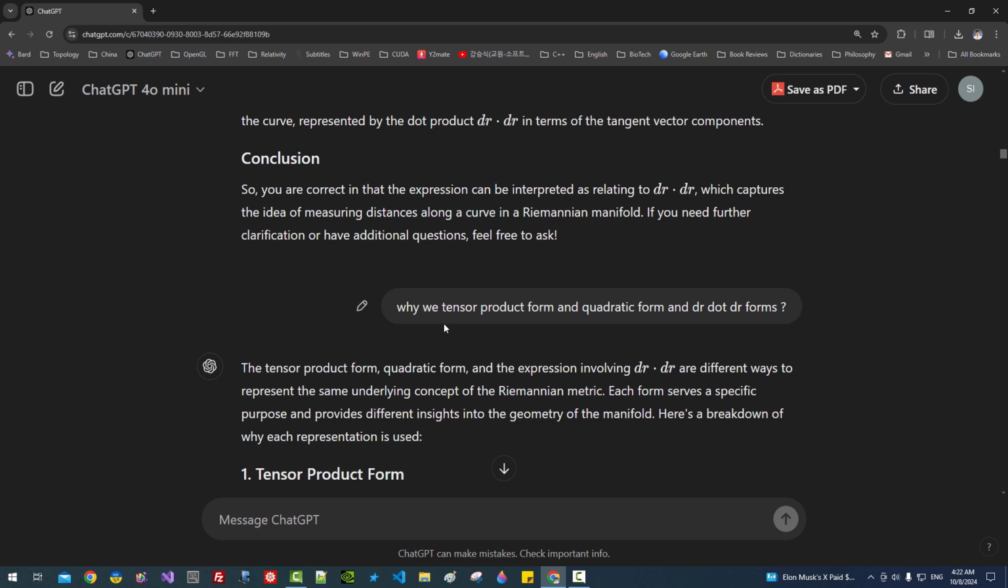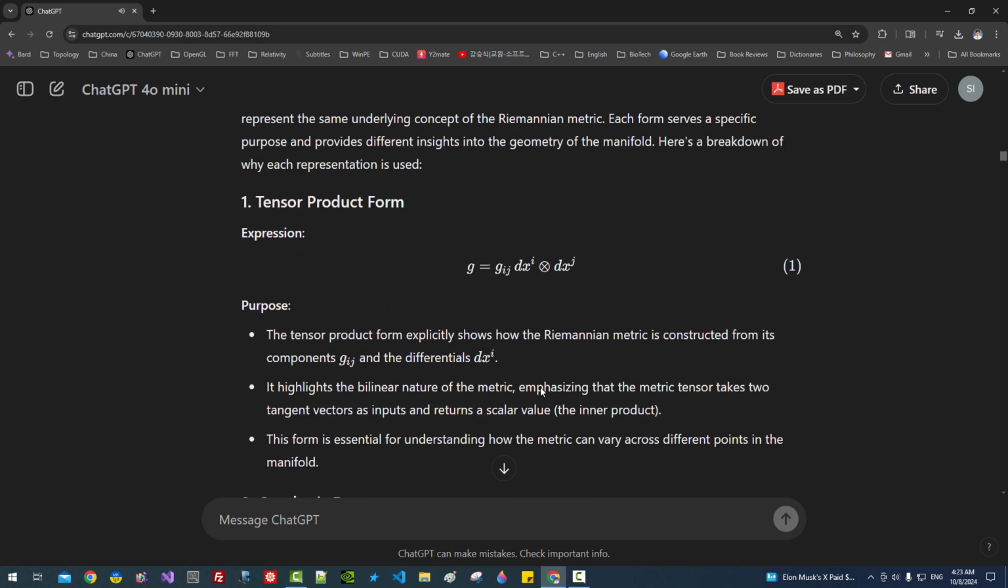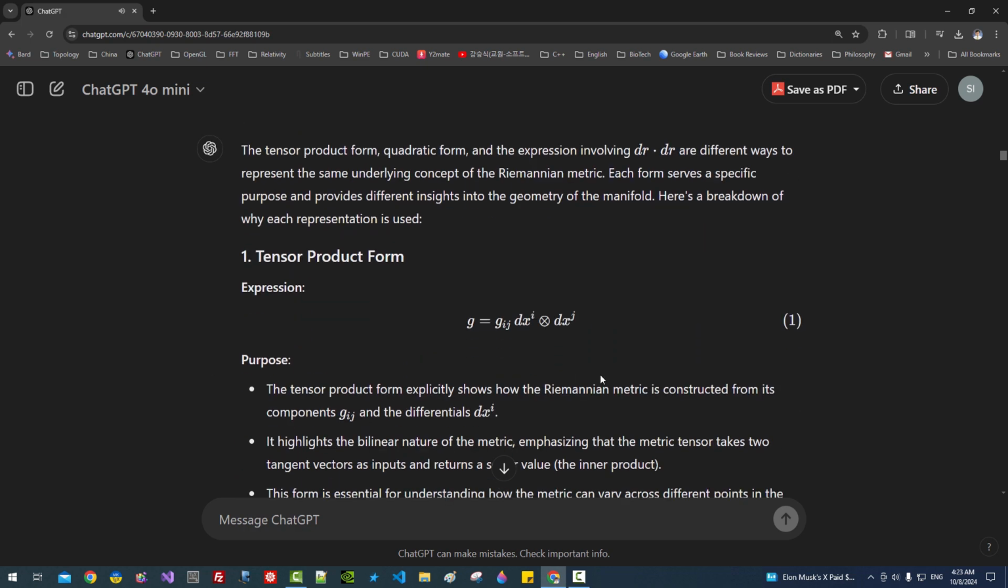Why do we have the tensor product form, the quadratic form, and the dr dot dr form? The tensor product form, quadratic form, and the expression involving dr dot dr are different ways to represent the same underlying concept of the Riemannian metric. Each form serves a specific purpose and provides different insights into the geometry of the manifold. Here's a breakdown of why each representation is used.